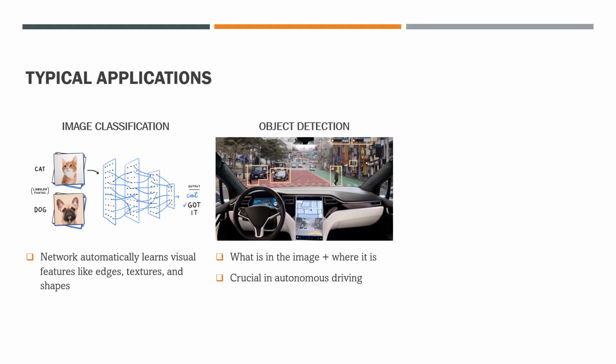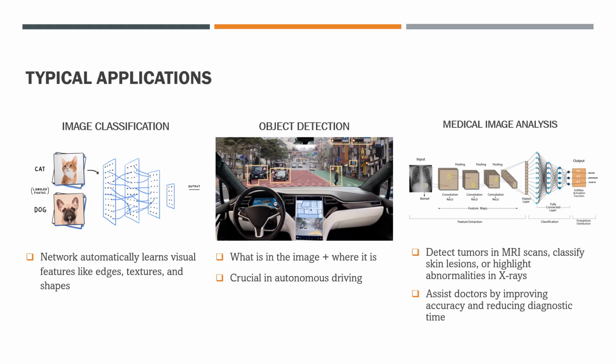A second application is object detection, which not only identifies objects but also locates them in the image with bounding boxes. This is, for example, essential for self-driving cars, which must detect pedestrians, traffic signs, and other vehicles in real time.